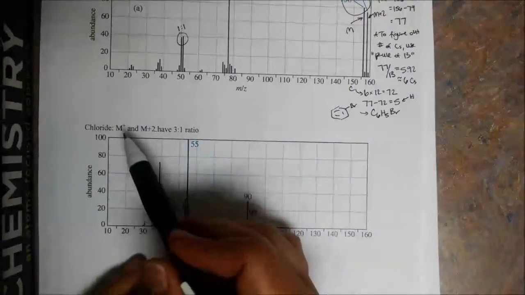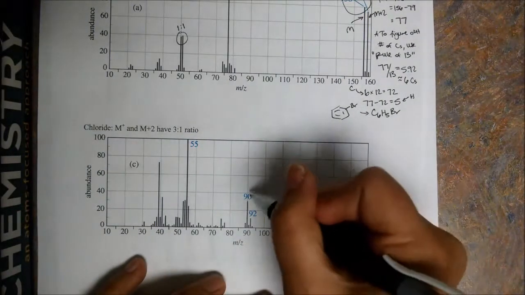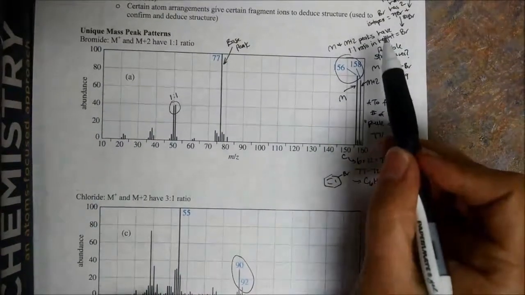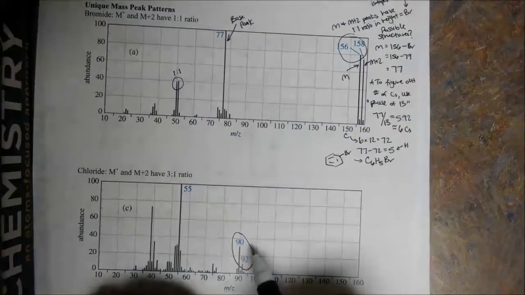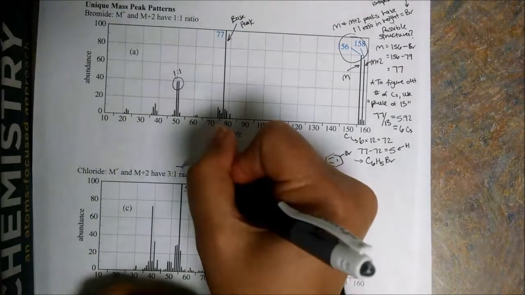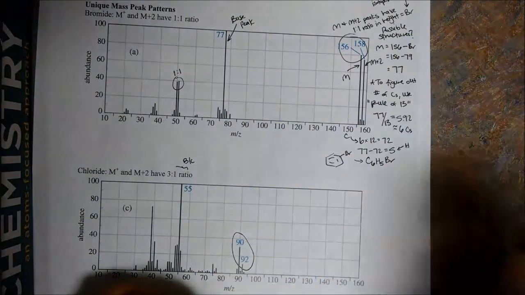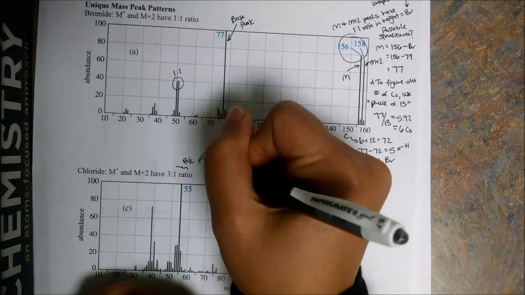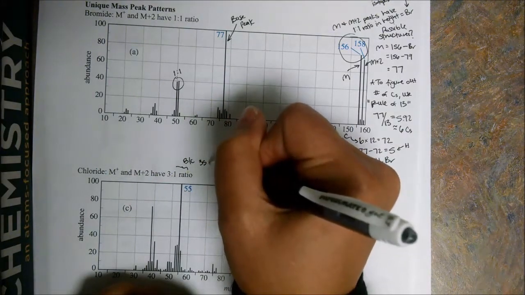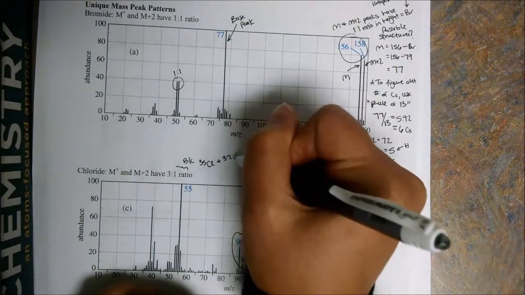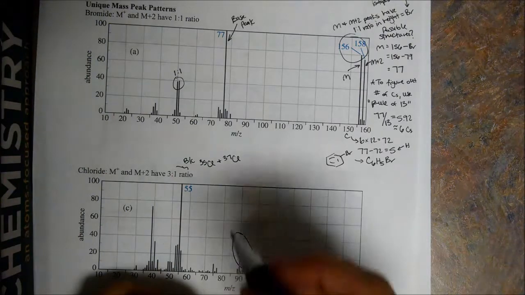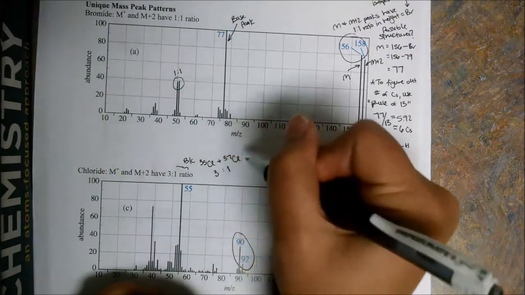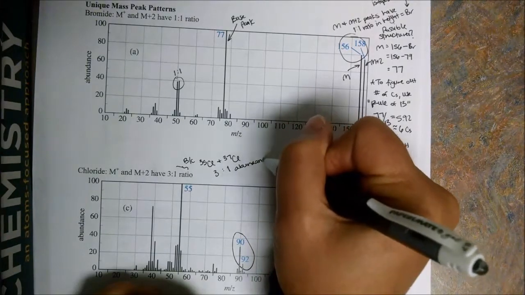Chlorines have an M and an M plus 2 peak with a 3 to 1 ratio, and that's around here. Just like where we had the bromines, this is due to the different isotopes that are present in nature. The same is true here for chlorines. 3 to 1 ratio, and this is because we have 2 isotopes of chlorine, 35 and 37. The natural abundance of these isotopes is again about 3 to 1.